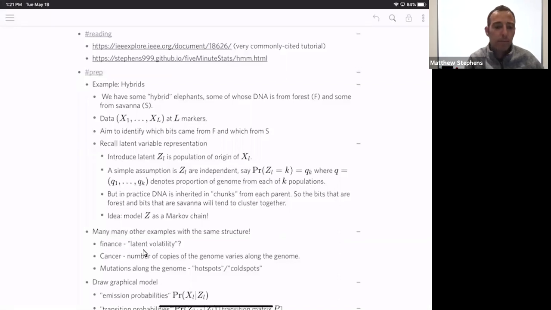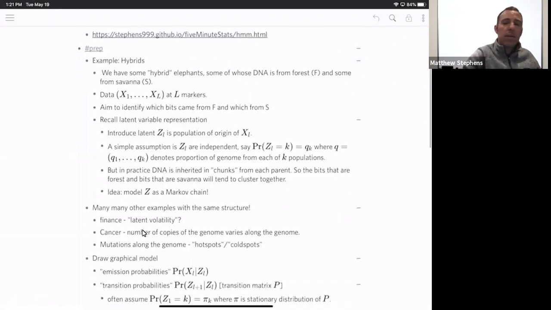Okay, so the kind of remarkable thing is that these models can be fit very efficiently, even if the number of states is high. But even for two states, it's not obvious in advance that you can fit them efficiently. It turns out that you can do that using ideas from dynamic programming. So that's what we're going to do.